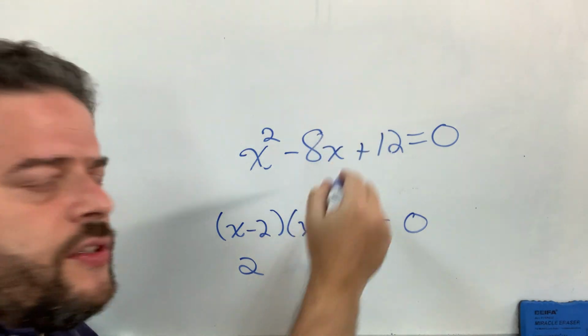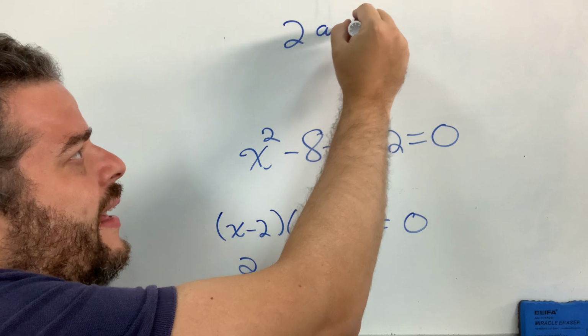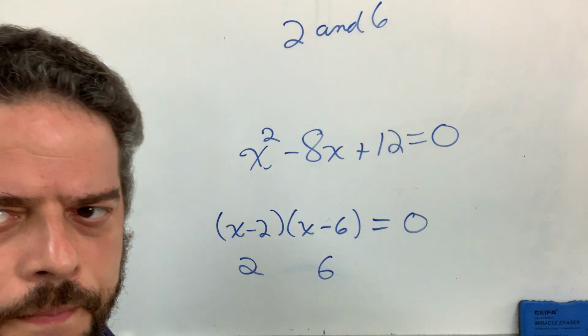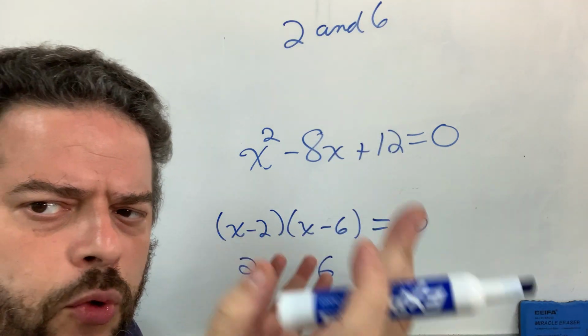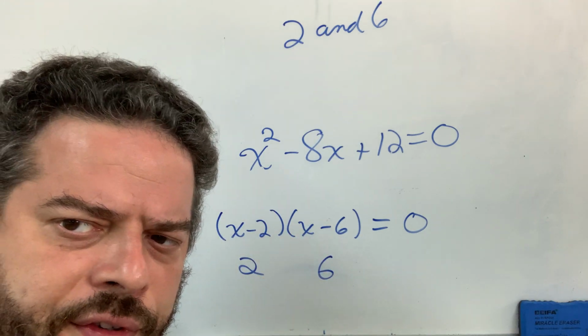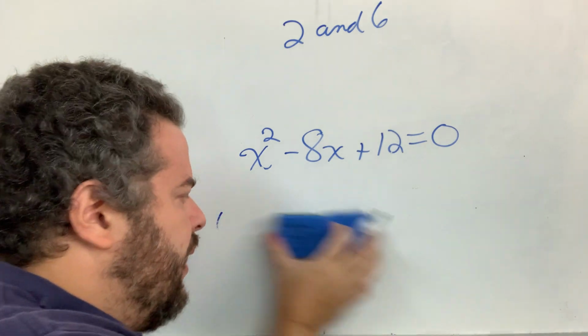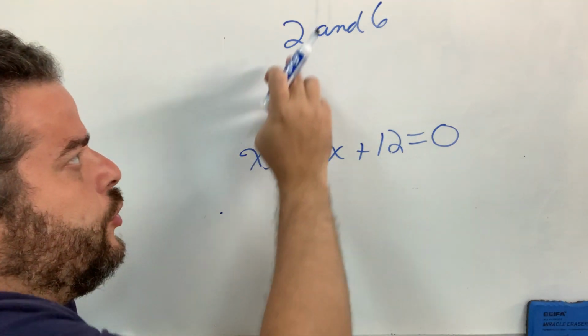So the solutions to this equation are 2 and 6. It's not an ordered pair, 2 and 6. No, it's just that the number 2 is a solution and the number 6 is a solution. And again, let's confirm. I like confirming. Let's try the 2 first.